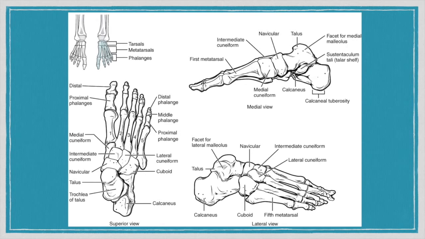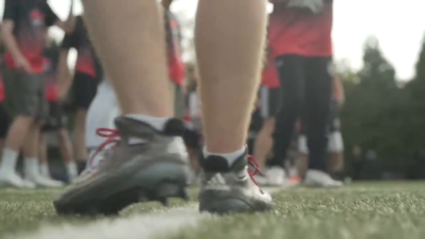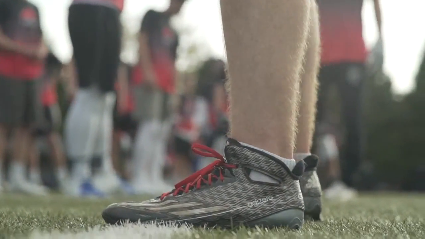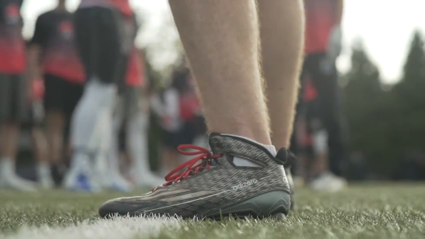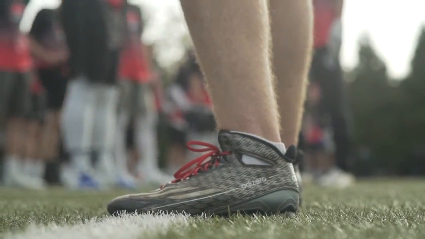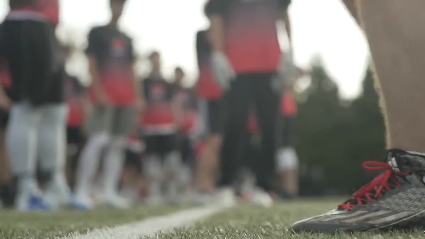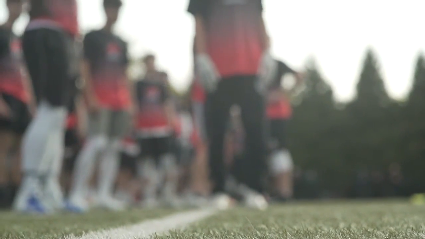Bones of the ankles and feet. Tarsals are the ankle bones. There are 7 total. The malleolus is the bony protrusion of the ankle bones. The talus is the superior ankle bone. The calcaneus is the heel bone. The metatarsals are the foot bones. The phalanges are the bones of the toes.